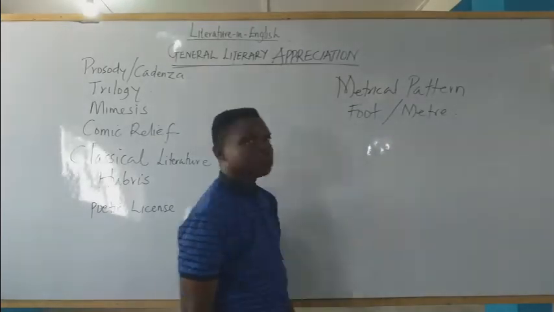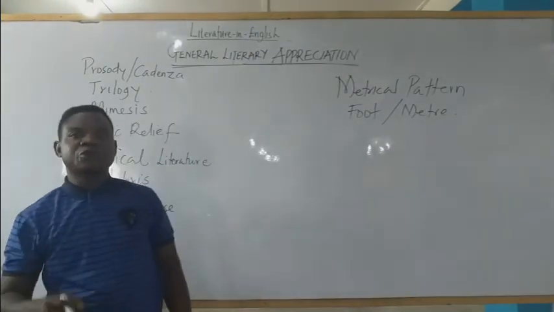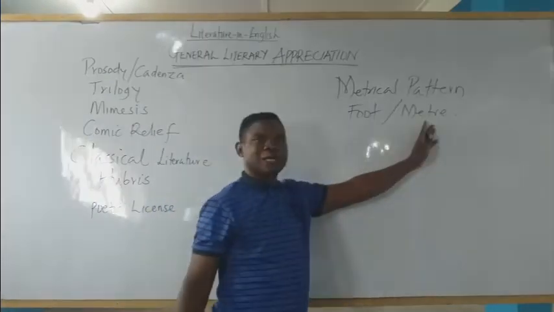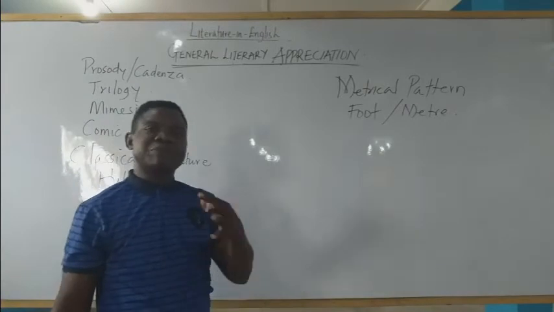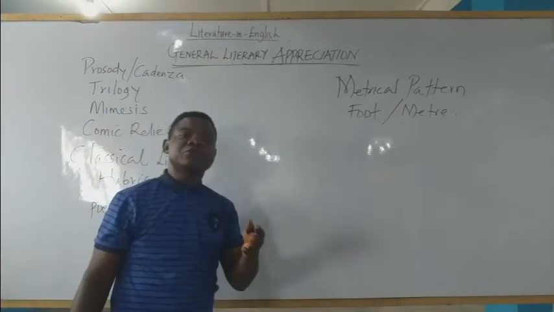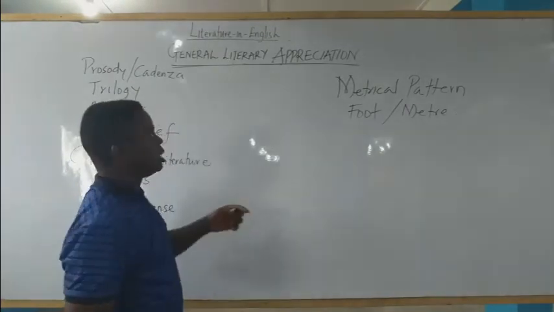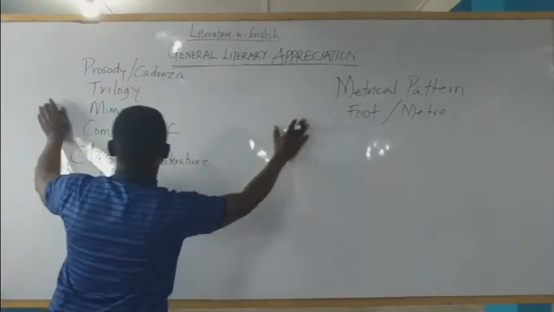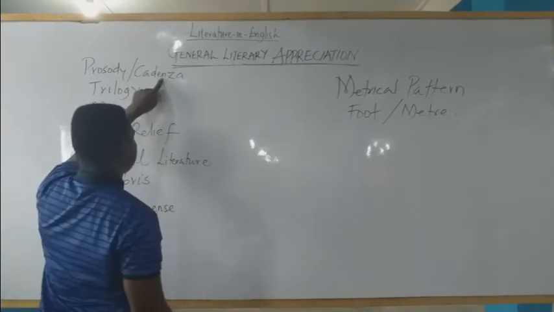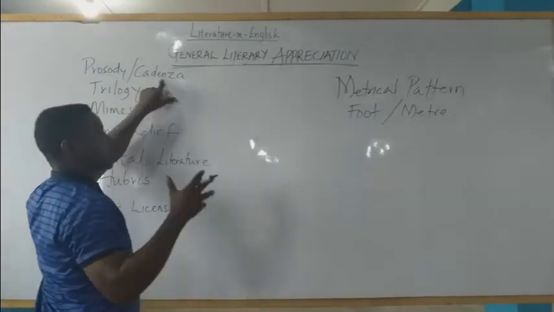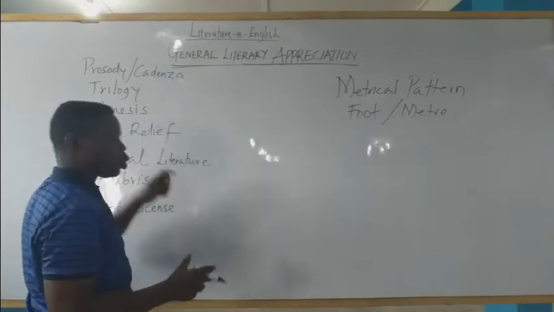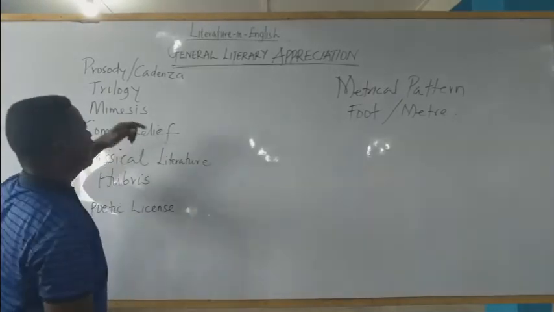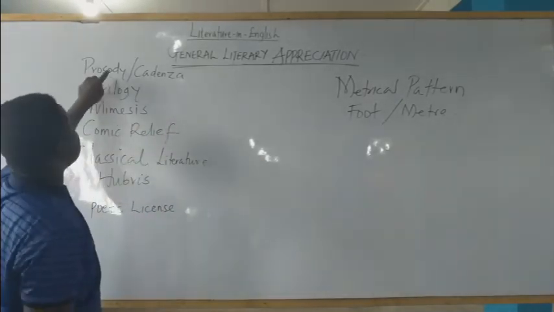Foot means the identification of stressed syllables and unstressed syllables, while meter has to do with the classification of the metrical feet. When you divide a poem into stressed and unstressed syllables, it is called prosody or cadenza. Take note, class. The identification of stressed and unstressed syllables in a poem is a metrical pattern called prosody.